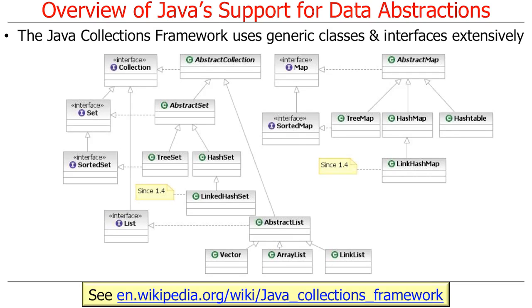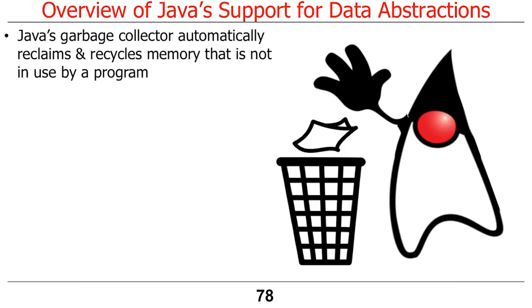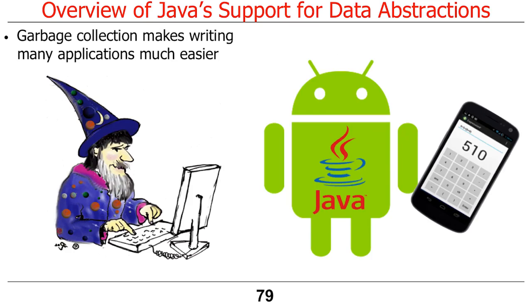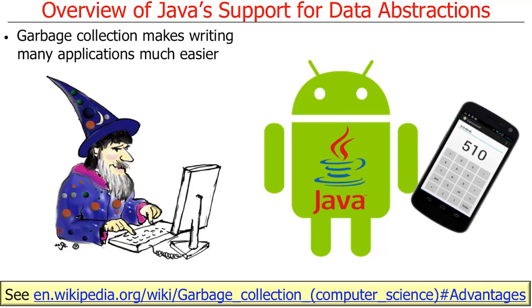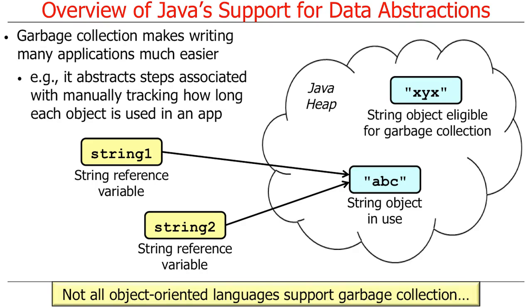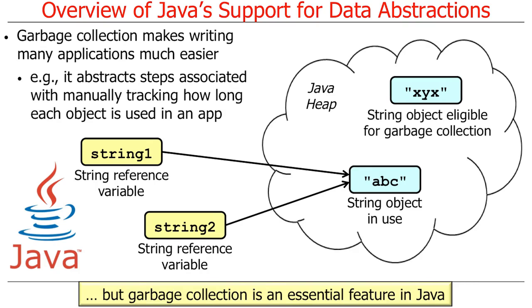The Java garbage collector supports yet another form of data abstraction. Garbage collection is a memory management mechanism that automatically reclaims and recycles objects not currently in use by an app. Java's garbage collector makes it easier to write apps by alleviating many tedious and error-prone aspects of releasing dynamically allocated memory in languages like C that lack garbage collection. For example, it abstracts the steps associated with manually keeping track of how long each object is used in an app, so the object's memory can be released when it's no longer needed. Not all object-oriented languages support garbage collection, but it's an essential feature of Java.